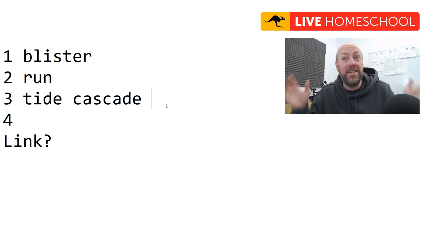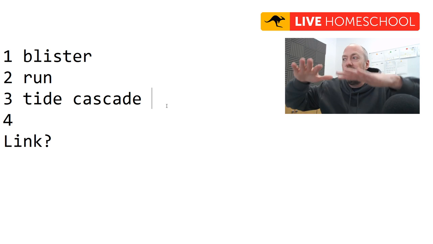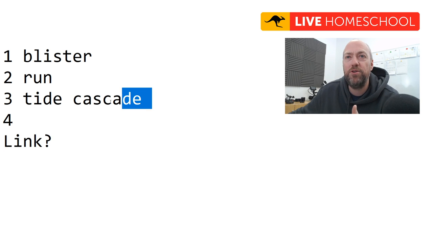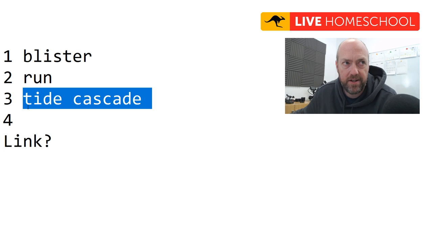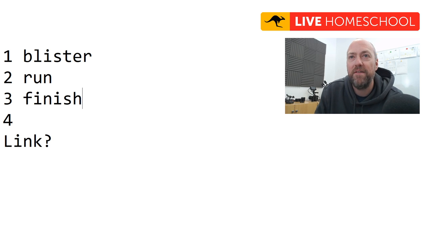A cascade is like a waterfall. Tide is the water rising and falling. It's all related to water because your dishwasher is full of water. But the correct answer is Finish.